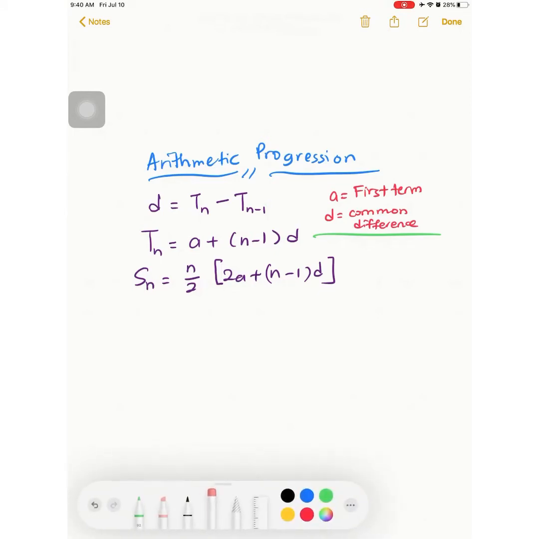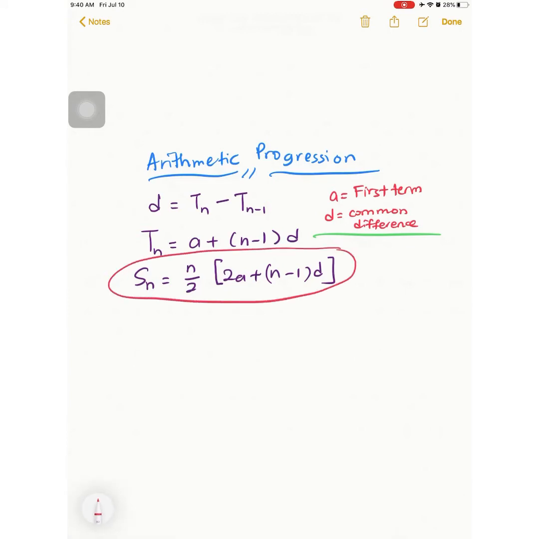So please bear in mind that we are using this formula to find the sum of the first n terms. As you know, n is the number of terms, a is the first term, and d is the common difference. So let's start on how to find the sum of n terms, or any questions related to the sum of the first n terms.